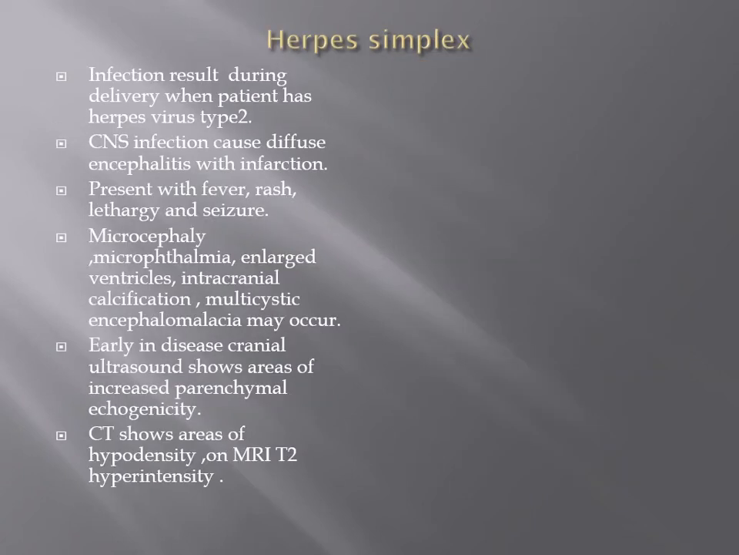Herpes simplex infection results during delivery when the mother has herpes virus type 2. Central nervous system infection causes diffuse encephalitis with infarction, presenting with fever, rash, lethargy, and seizure. Microcephaly, microphthalmia, enlarged ventricles, and intracranial calcification may occur, and multicystic encephalomalacia may develop. Early in disease, cranial ultrasound shows areas of increased parenchymal echogenicity. CT shows areas of hypodensity and MRI shows T2 hyperintensity.